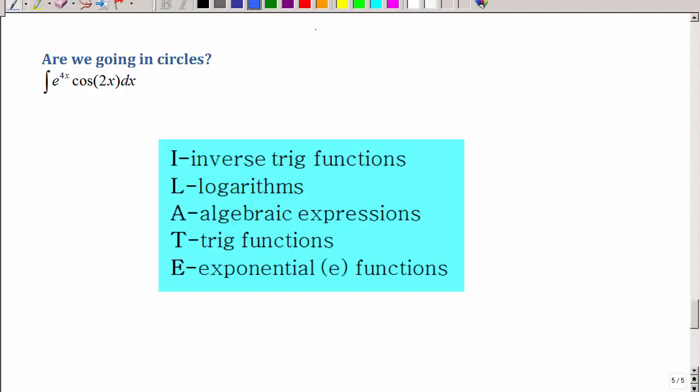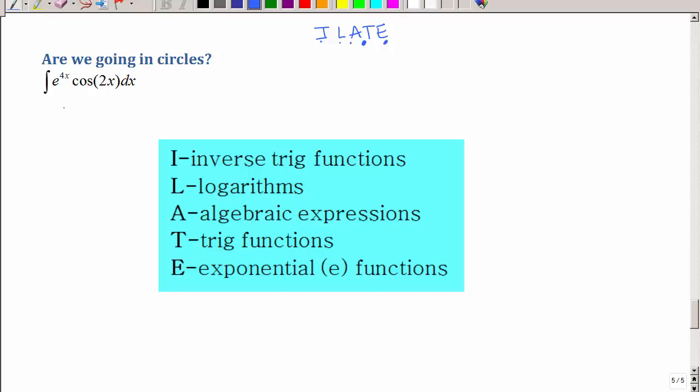Okay, so going back to our mnemonic, in this problem, what should we let u equal? The e or the cosine? Well, this mnemonic suggests that we should let u equal the trig function. But I'll be honest, you could choose either one and we're going to end up with the same answer. But I'm going to be consistent: inverse trig functions, logarithms, algebraic, trig before e's.